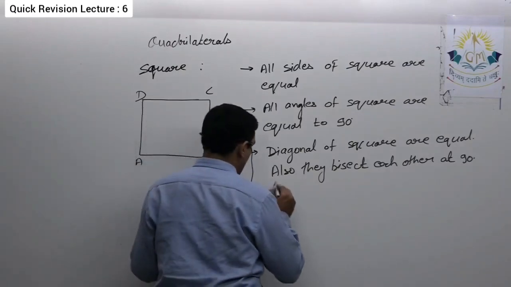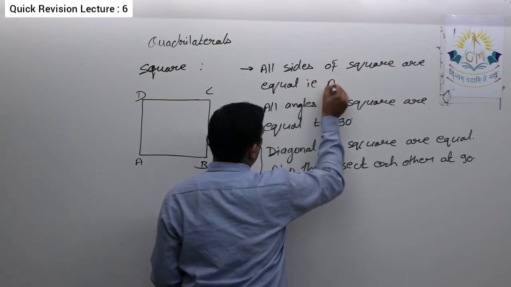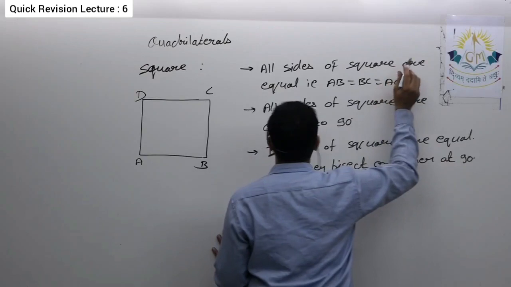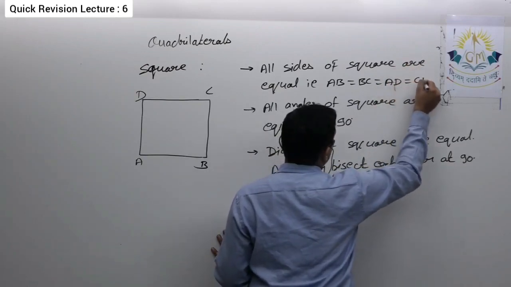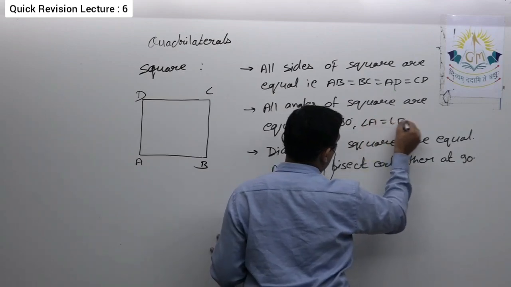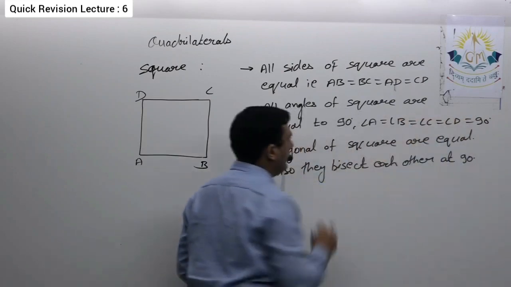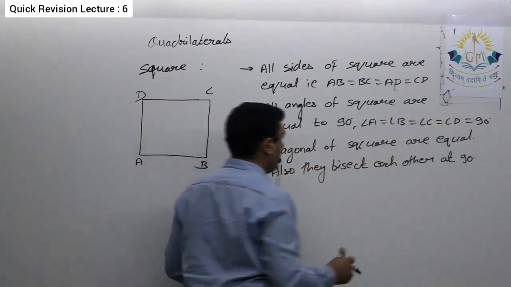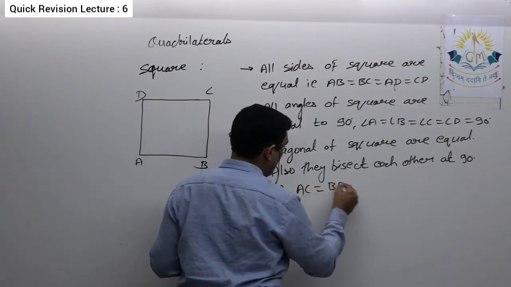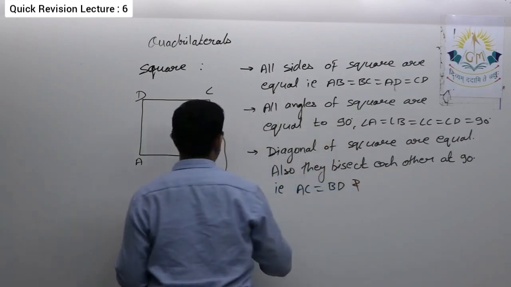Over here I can write that AB is equal to BC is equal to CD is equal to AD. Over here I can say all angles are 90 degrees, so angle A equal to B equal to C equal to D is equal to 90 degrees. I am not writing the full name. Diagonals of a square are equal, that is, I can say AC is equal to BD, and they bisect each other.